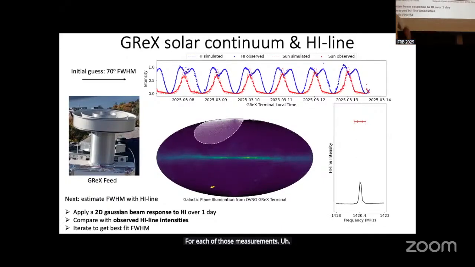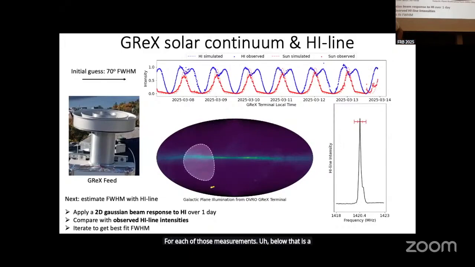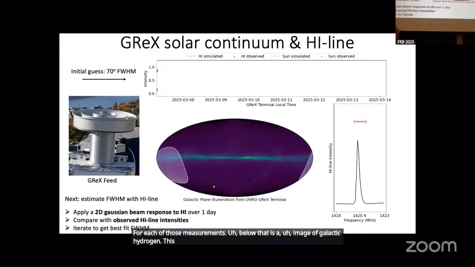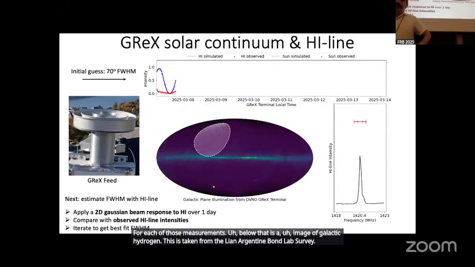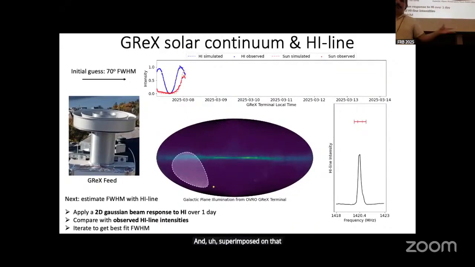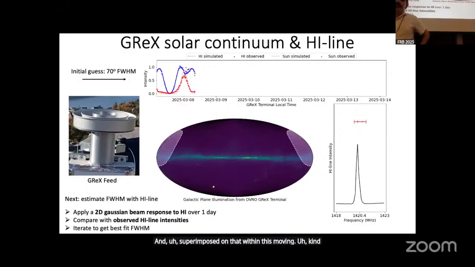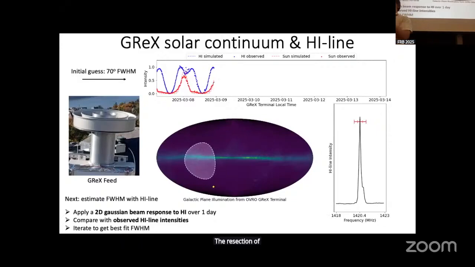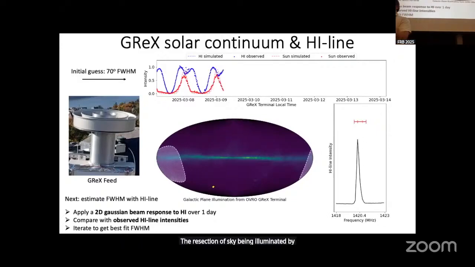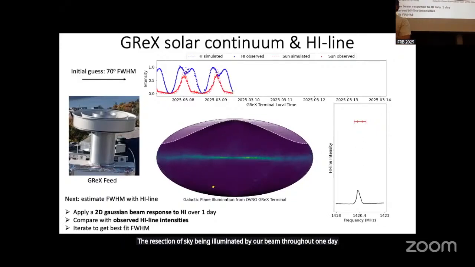Below that is an image of galactic hydrogen. This is taken from the Leiden Argentine Bonn survey, and superimposed on that, within this moving kind of region on the sky, is a simulation of the section of sky being illuminated by our beam throughout one day within the full width at half max.